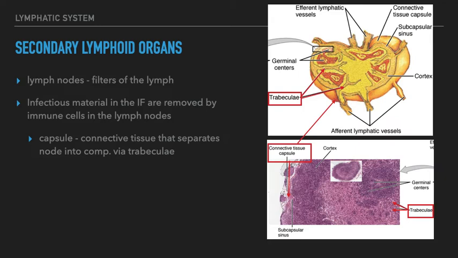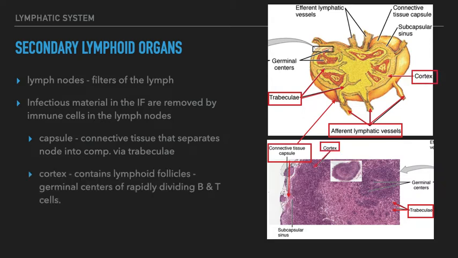The major routes into the lymph nodes are the afferent lymphatic vessels. You can see those here at the bottom of the top image. And then within the cortex of the lymph nodes are the lymph node follicles. And this consists of the germinal centers of rapidly dividing B cells. And again, those are also going to be surrounded by a layer of T cells and other accessory cells.